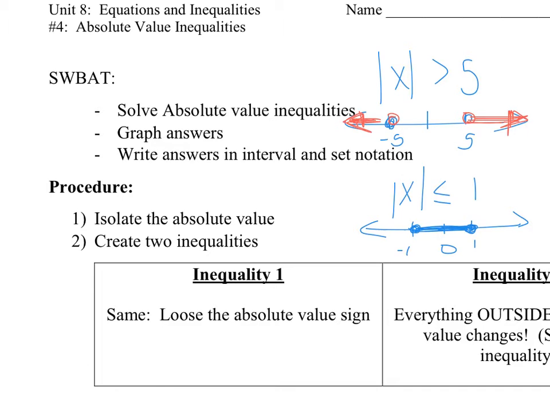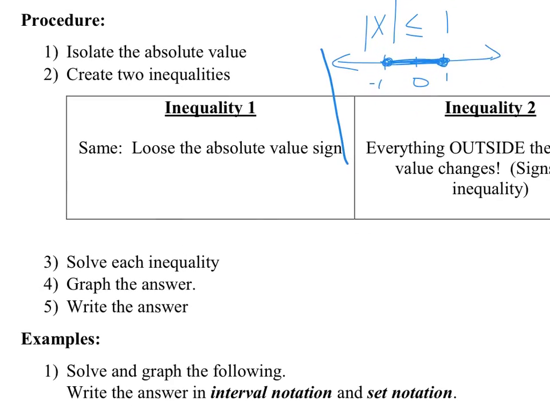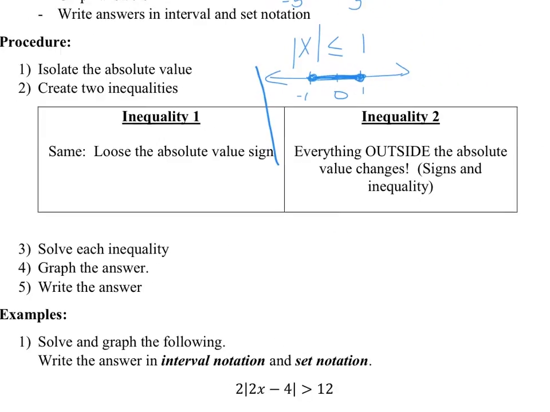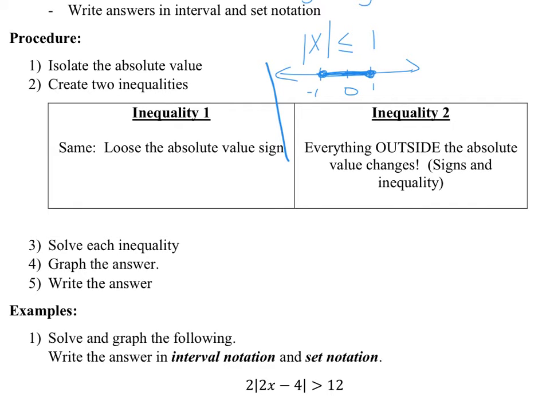Okay, so the basic properties, or the procedure that you're going to follow is, isolate the absolute value, create two inequalities this time. So instead of two equations, it's two inequalities. And this is the basic thing. The first one is exactly the same, just lose the absolute value sign. And then everything for the second inequality, everything outside the absolute value changes. Both the signs of everything and the inequality gets reversed. Then we solve and we make sure we write our answer correctly.